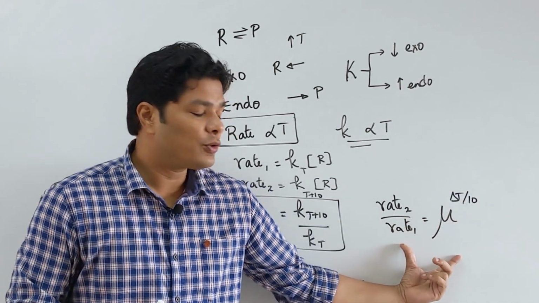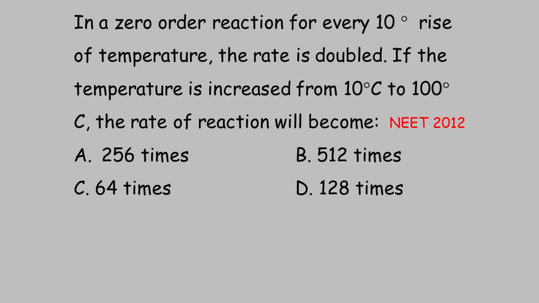This we can understand by looking at an example. In 2012, this has been asked. In a zero order reaction, every 10 degree rise of temperature, the rate is doubled. If the temperature is increased from 10 to 100 degrees, what will be the rate of the reaction?